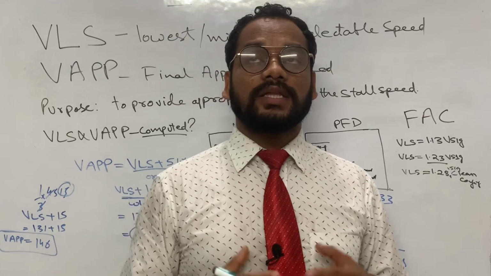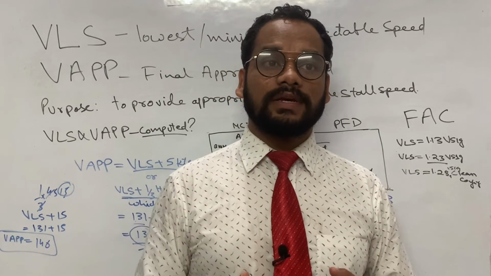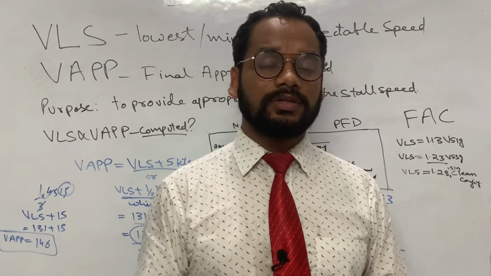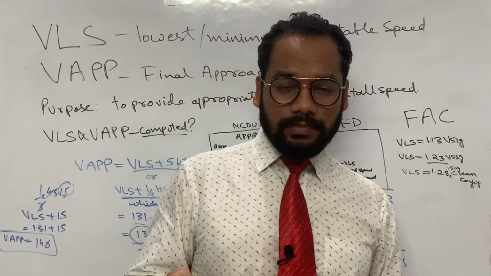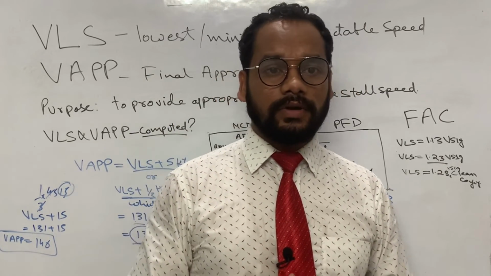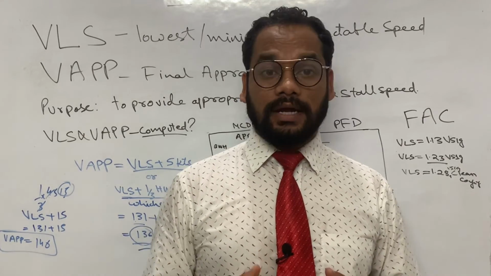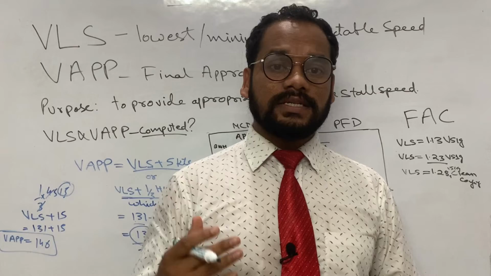The other thing is, whenever the speed brakes are extended in flight, then also the VLS is increased. That is because the stall margin is reduced. Hence, the speed scale will show it whenever the speed brakes are extended. So I hope you are clear with this. I'll repeat again: whenever the speed brakes are extended, the VLS is increased.